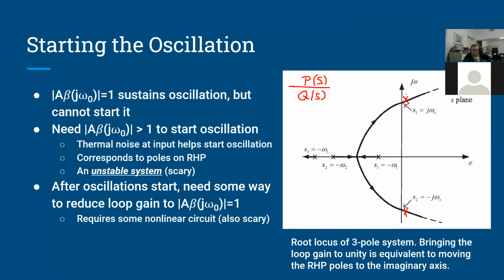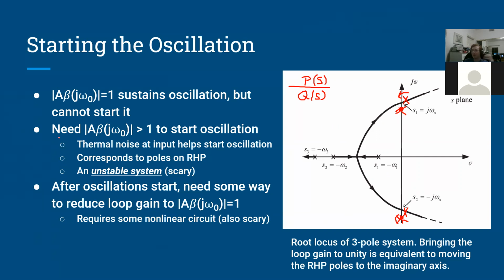And we could have some sort of nonlinear circuit that moves the pole to the left as the circuit starts increasing in amplitude. And then once the amplitude gets to a certain level, we can have the poles move back. And once they're on the j omega axis, then we stop moving them. And that'll give us stable oscillation. So to those who have taken 141, hopefully that makes sense.